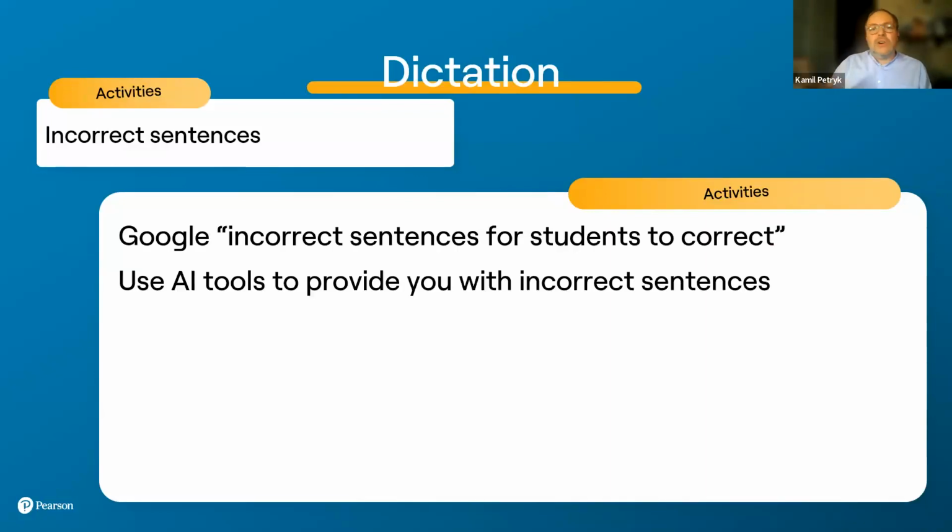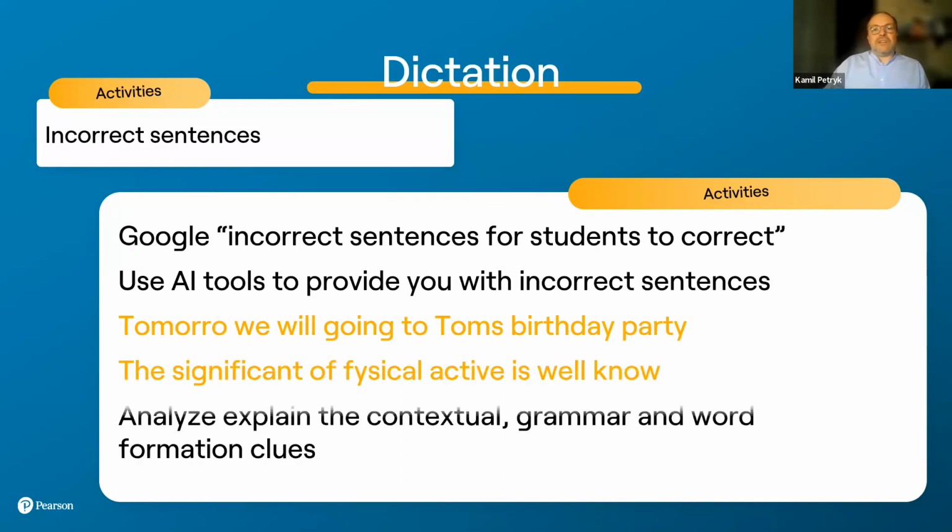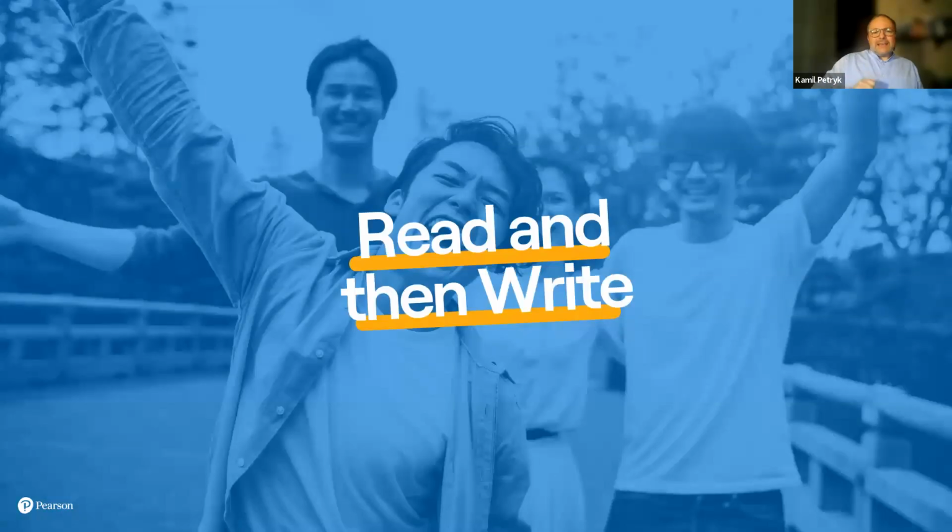Or you can simply Google, or you can use AI tools to produce incorrect sentences for you, and you will come up with many sentences like those orange ones. Then you can use those sentences to discuss, explain and analyze the contextual grammar and word formation clues to help them analyze the mistakes in their own dictation. So that's it about the first task, which is a dictation.